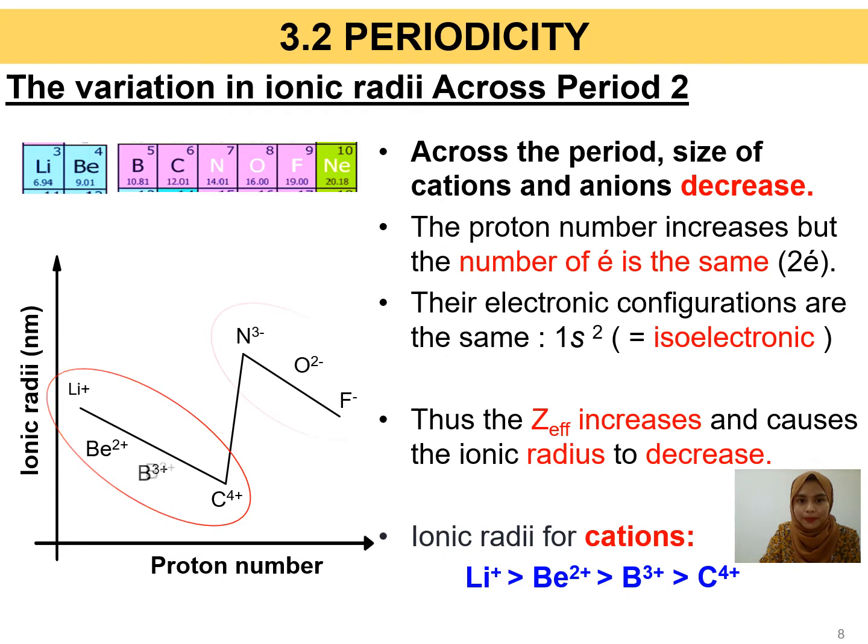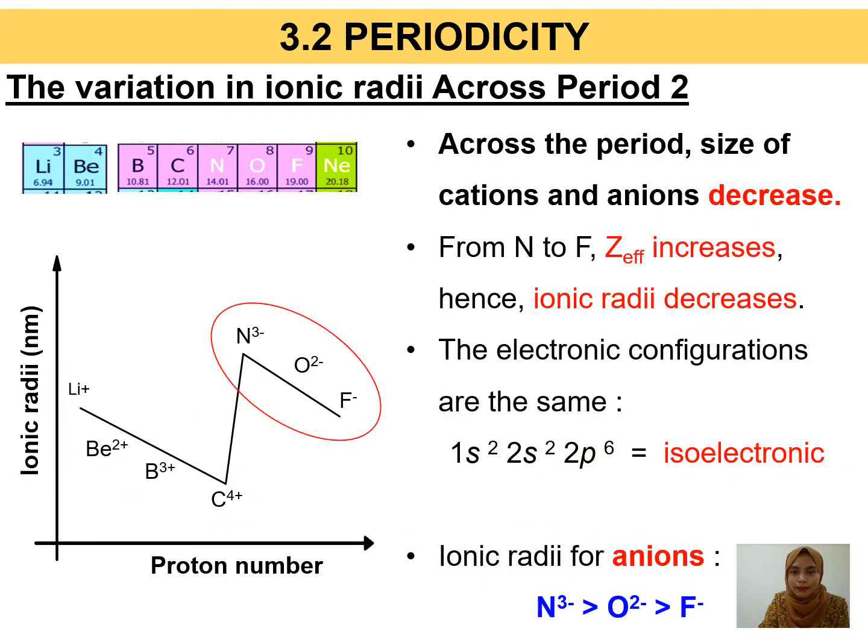Alright. Next, I will talk about the size of the anions here. Anions are slightly bigger than cations, that's why the anion part of the graph is a bit higher compared to Li+. Across the period you use the same reason, whether cation or anion, the size decreases. From N to F, Zeff increases, hence the ionic radii decrease from N to F.